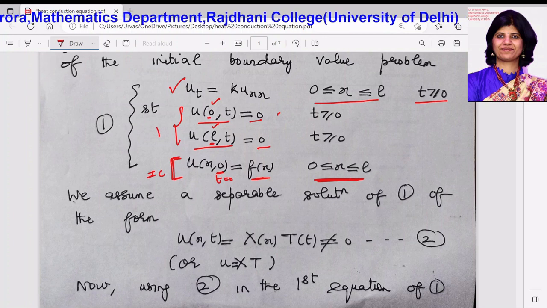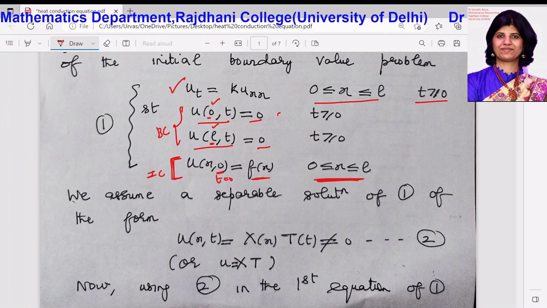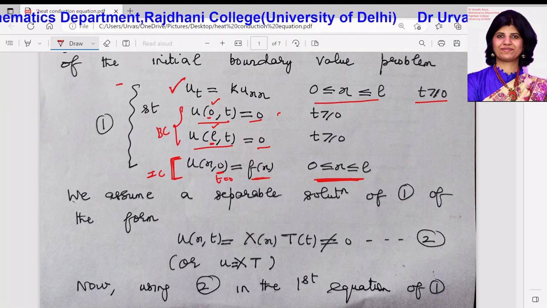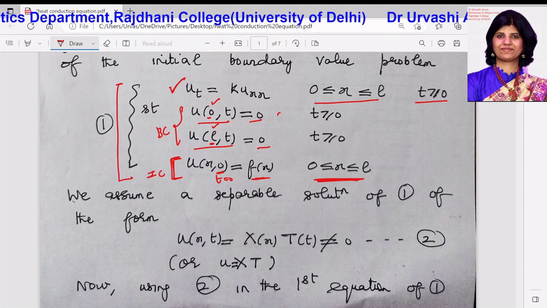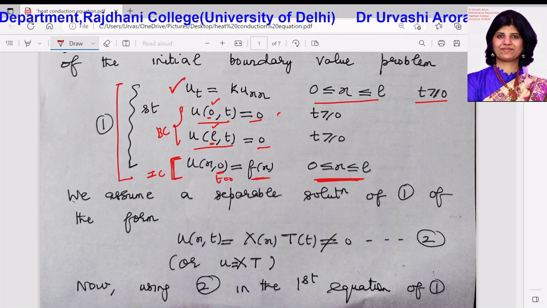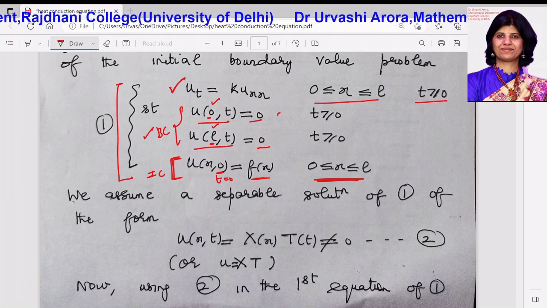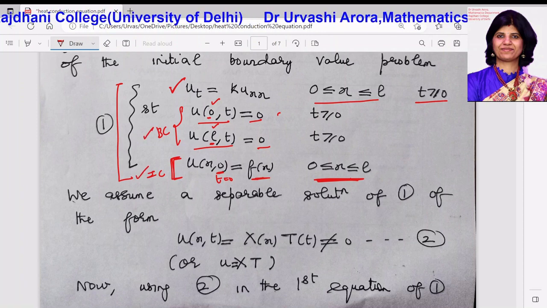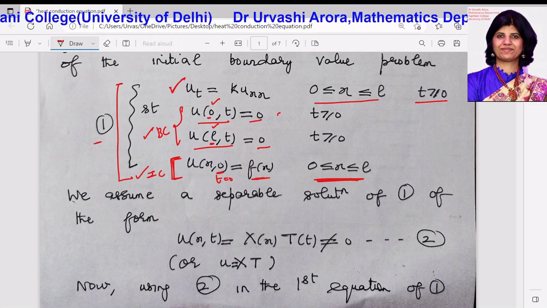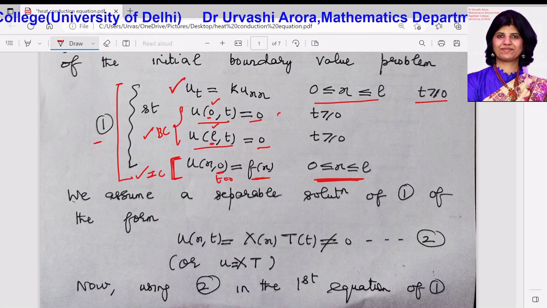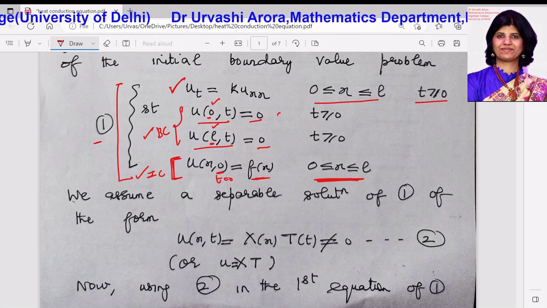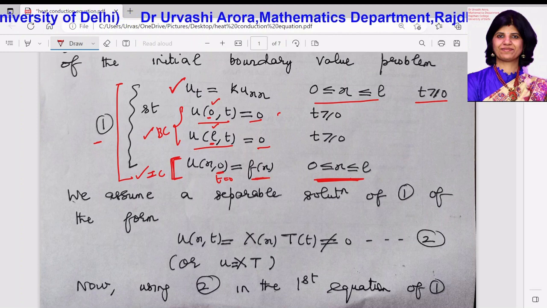So one initial condition is there, two boundary conditions are there, and this is the heat equation. So this is a heat conduction problem, and it is an initial boundary value problem corresponding to the heat conduction equation, because boundary conditions and initial conditions both are given. So now we have marked this equation as 1, and we want to solve this initial boundary value problem using the method of separation of variables.